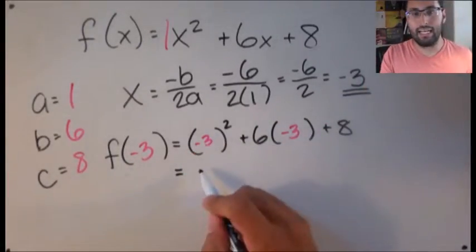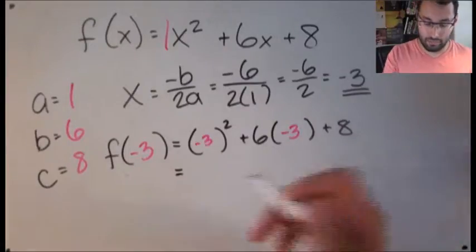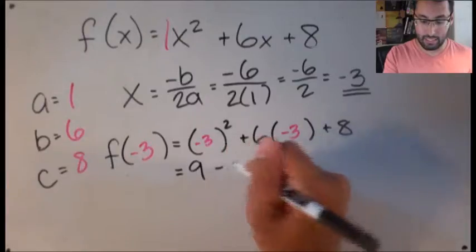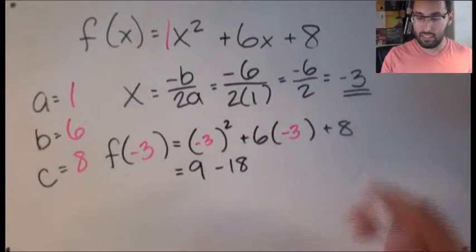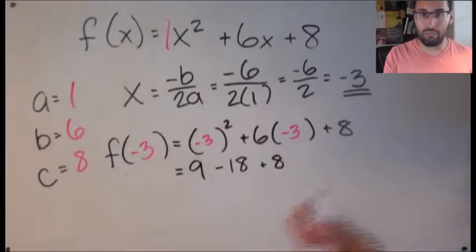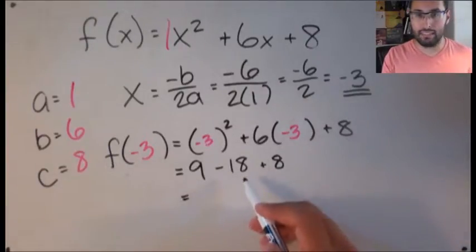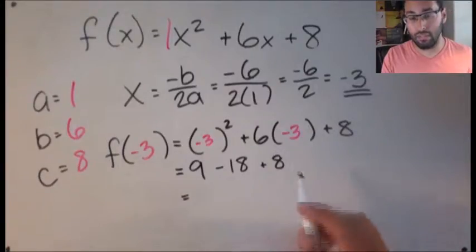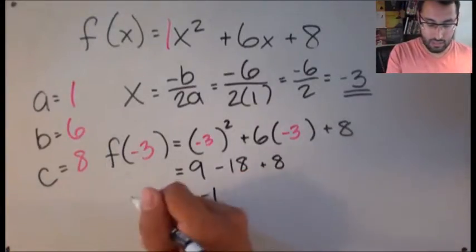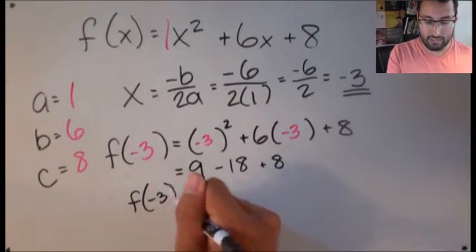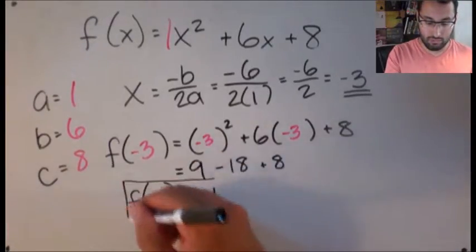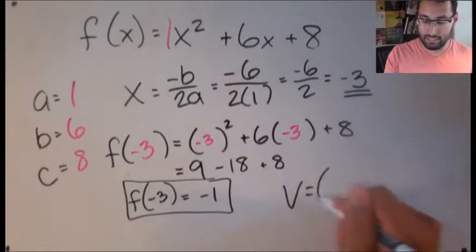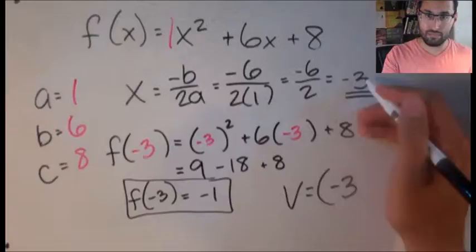Simplify from here. Negative 3 squared, negative 3 times negative 3, is positive 9. Positive 6 times negative 3 is negative 18. Then we have a positive 8. We simplify from left to right. 9 minus 18 is negative 9. Negative 9 plus 8 is negative 1. So when our input is -3, our output is -1. So our vertex is -3, -1.